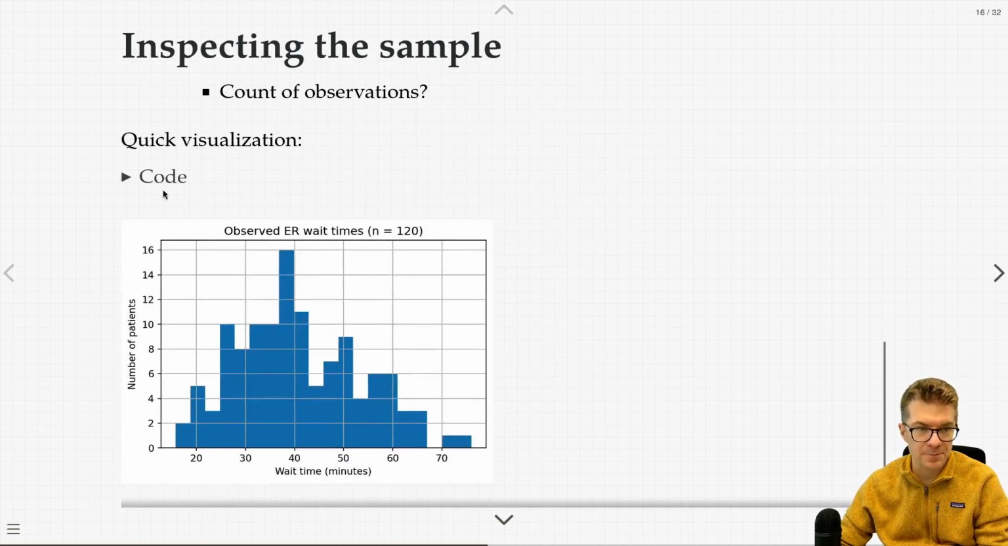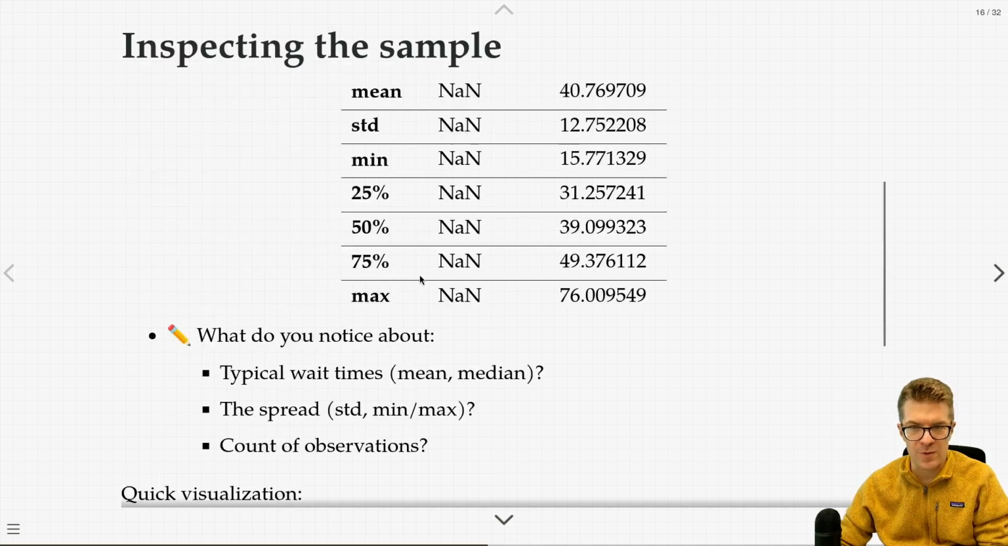Should be pretty quick. Here is just a graph showing the wait time distribution in little buckets. Over 120 samples, we have the number of patients in each of these buckets, and you can see visually what the distribution is. It looks to be a unimodal distribution with one big hump, and the average here seems to be around 40 minutes, which we've observed before.